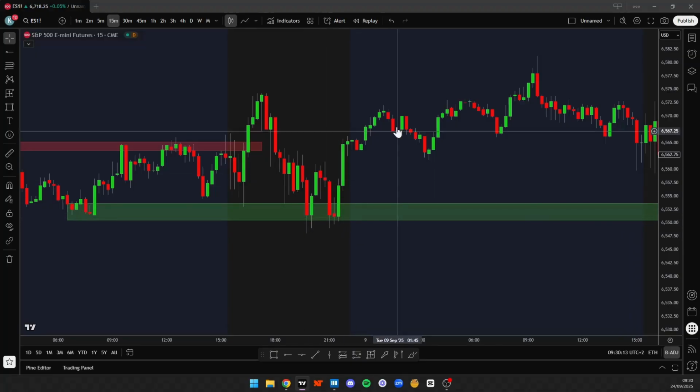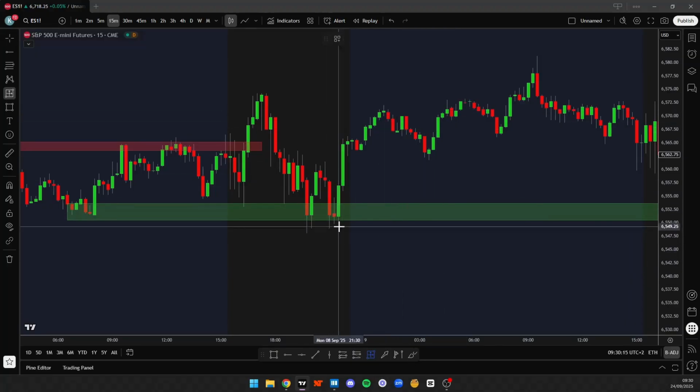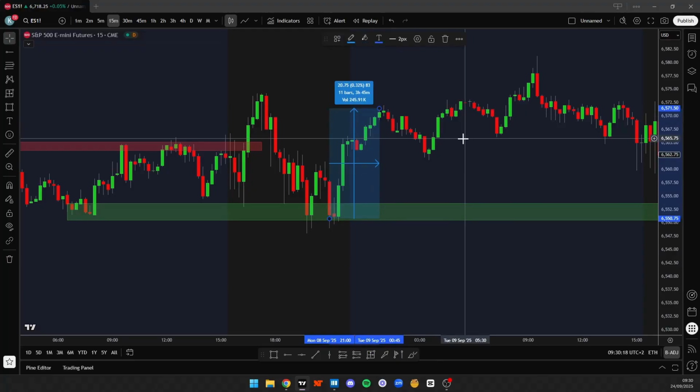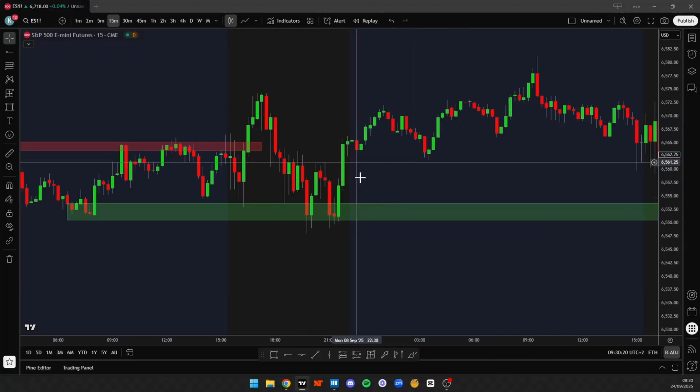So then again, a massive move and a massive rally happened to the upside from this area, over 20 points. So you can for sure capitalize on moves like this.